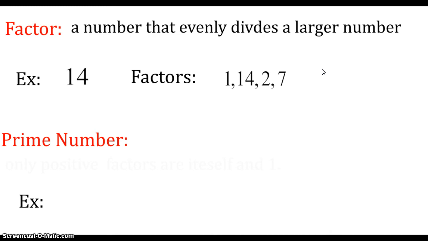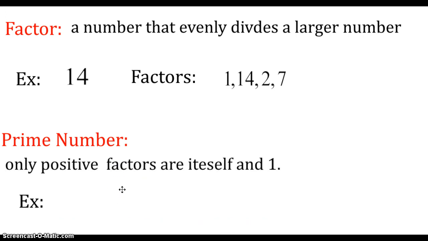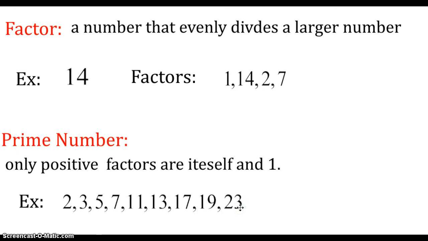Another vocab word that's going to come up is prime number. A prime number's only positive factors are itself and 1. So just be careful when you're thinking of your first prime number. It is really 2, because the only factors that go into 2 are 1 and 2. Besides that, 3, 5, 7, 11, 13, majority of the time you're odd numbers, but be careful because 9 is not a prime number. So now let's talk about a GCF.